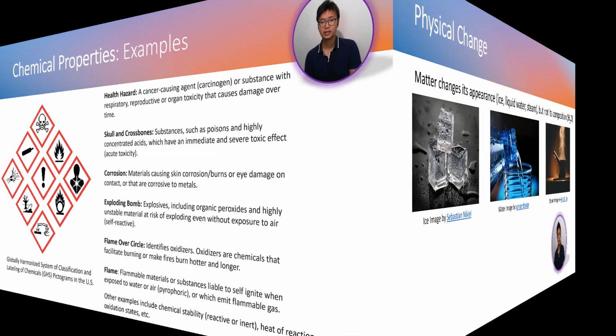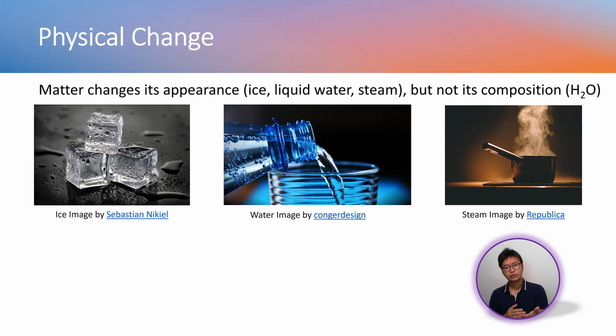Oxidation state. Again, when we talk about physical change, usually we're looking at how the matter changes appearance, but again, without changing the composition. Okay, always remember physical changes, physical property, we are still looking at the same substance, but the composition remains the same.